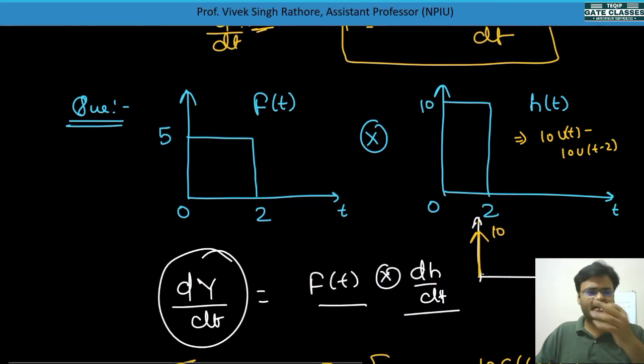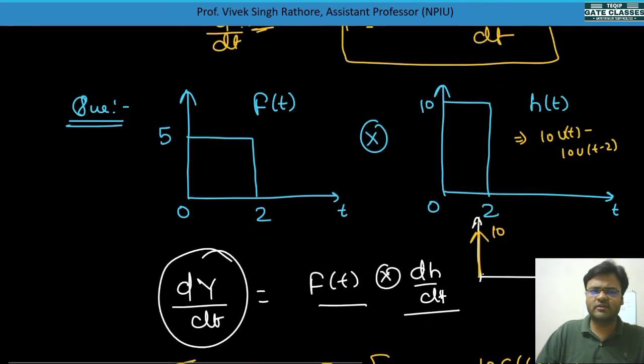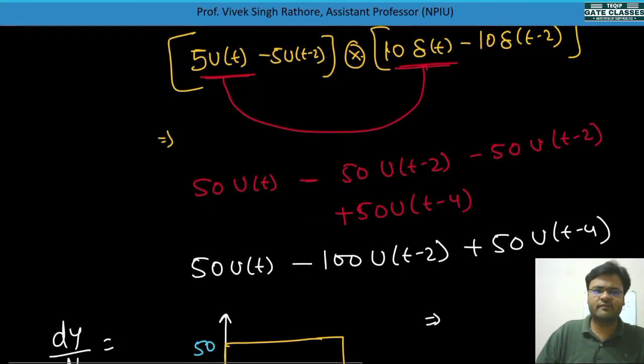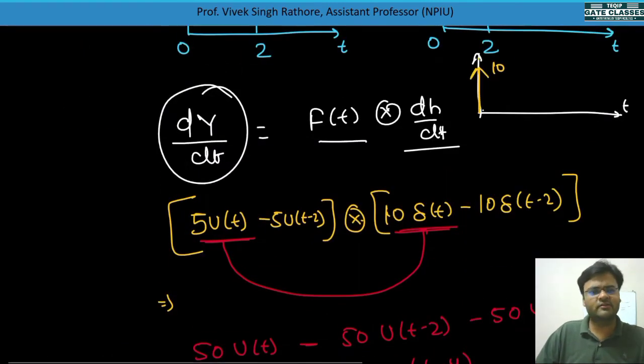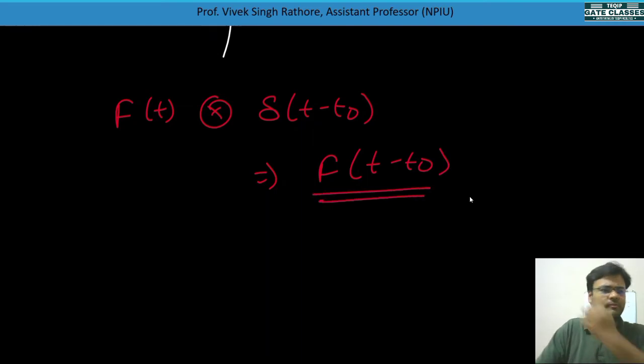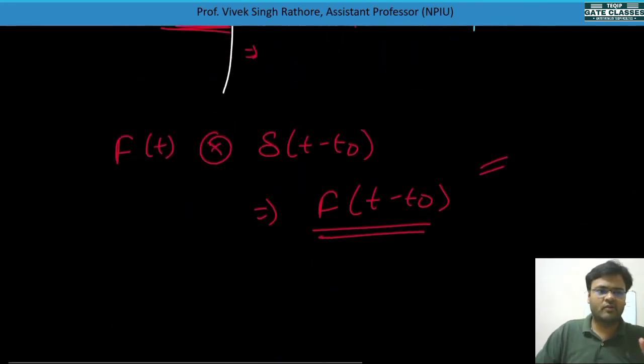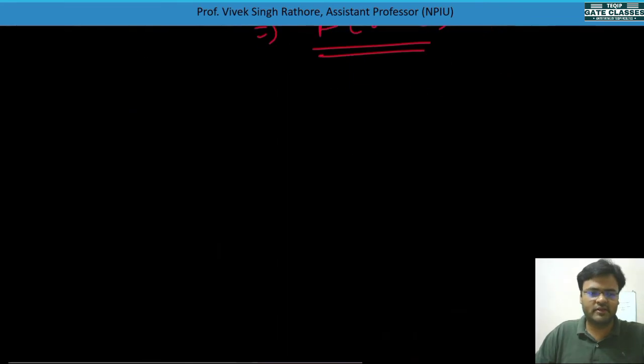Convolution of two signals is there. What I have done is just dy by dt equal to f(t) convolved with dh by dt. One signal you convert into an impulse, and then you just do multiplication. I told you that any signal f(t), if it is convolved with delta(t minus t naught), will definitely give f(t minus t naught). Simple, no problem at all. So this property can be used here. I think now you can understand it very easily.